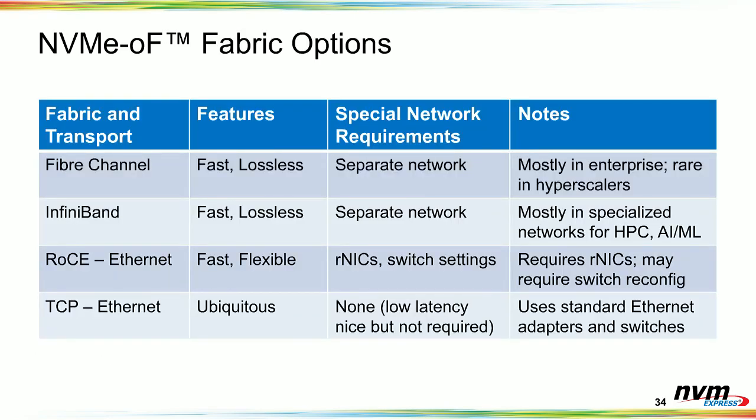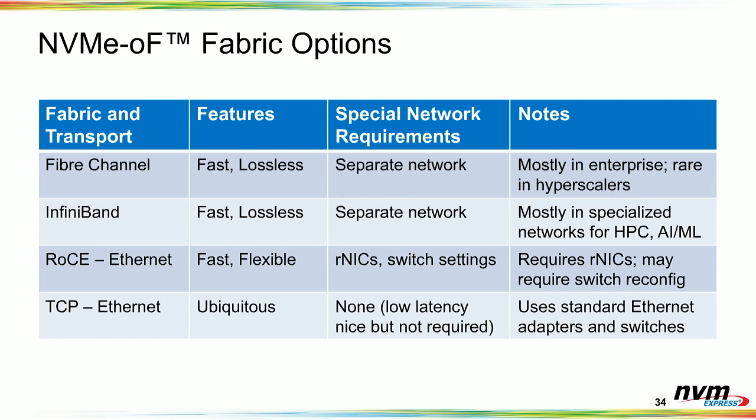So if we look at the different transport options that are supported for NVMe over Fabrics, first we have Fiber Channel. It's fast, it's lossless, it's very trusted and proven for block storage, but it does require a separate network. This is popular in enterprises, but it's pretty rare in hyperscalers, and very large data centers are, at least so far, pretty unlikely to use Fiber Channel SANs. InfiniBand is also fast, it's a lossless network, it supports RDMA, but again, you have to build a separate network. So you need a separate set of switches and adapters to run that. And InfiniBand is mostly in specialized networks for high-performance computing or artificial intelligence and machine learning.